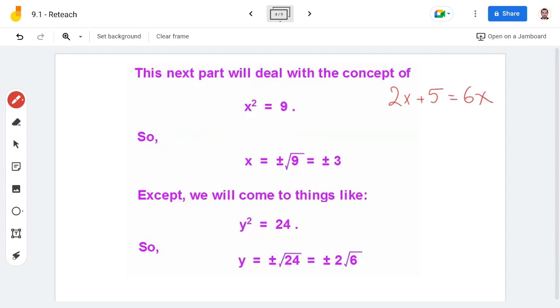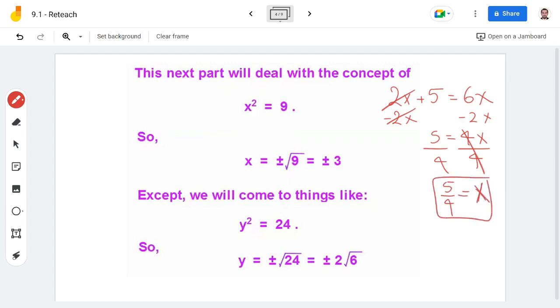To solve this linear equation, subtract 2x from both sides. So 5 is equal to 4x. Now divide by 4. So x is equal to what? 5 over 4. We stop here because x is only 5 over 4. How about if I tell you x squared is 5 over 4? How can I solve this?